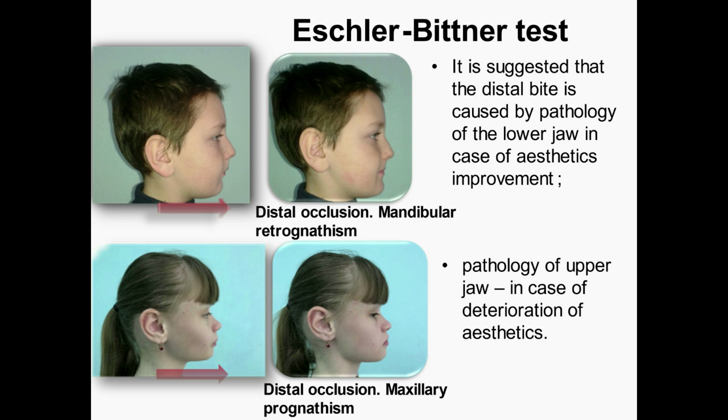It is suggested that the distal bite is caused by pathology of upper jaw in case of deterioration of aesthetics. The photo below shows such a case. The patient has a distal occlusion associated with mandibular prognathia. If aesthetics improves and then deteriorates, it is concluded that there is a pathology of both jaws.